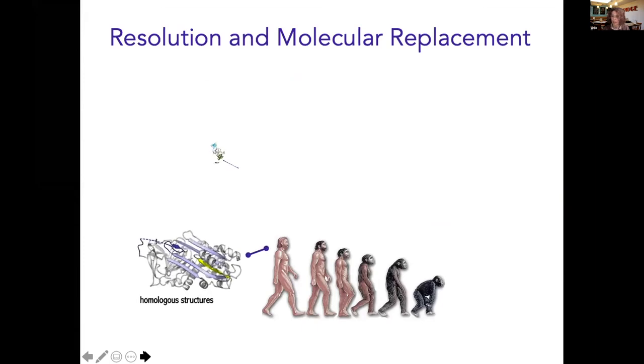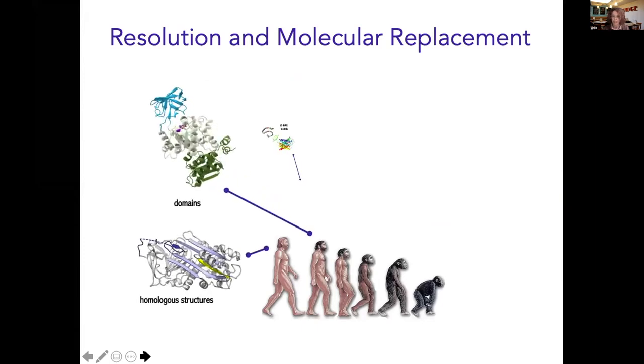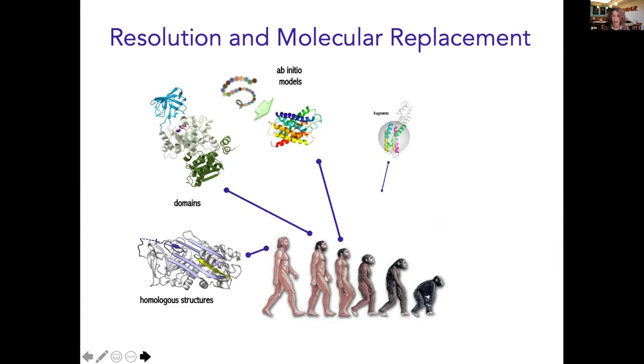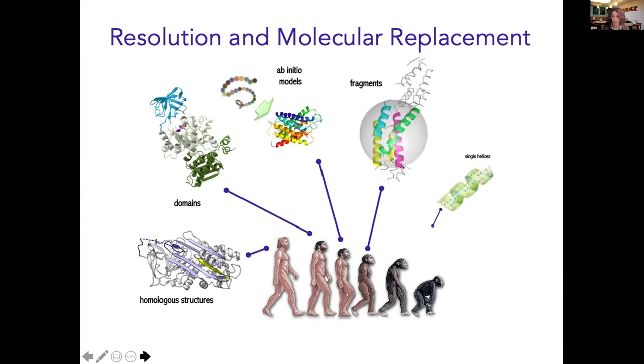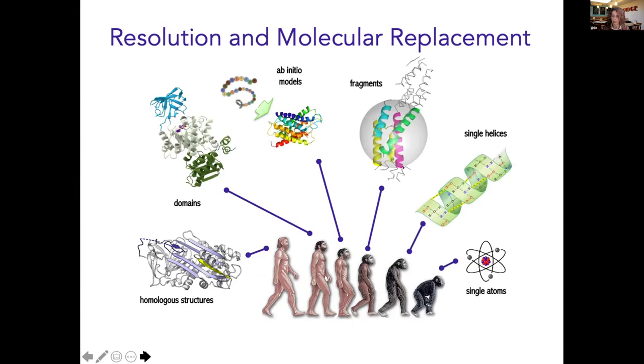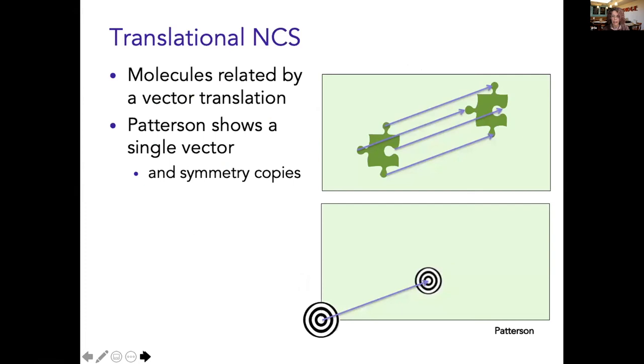In the previous slide, I showed you how the resolution degrades. This is how the models degrade as you get fewer reflections. So resolution and the size of the models that you can use for molecular replacement are inversely related to each other. And it's related to what Claudia was saying with the expected LLG as well. When you've got higher resolution data, you can use much smaller models. But when you've got low resolution data, you have to have bigger models. The last brief thing I want to talk about is translational NCS.